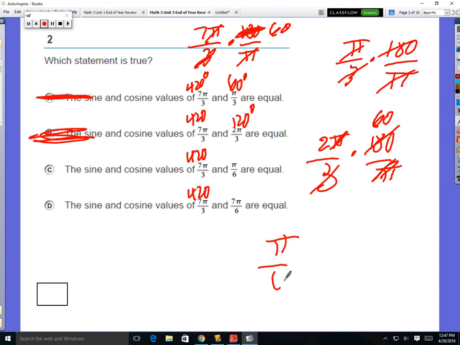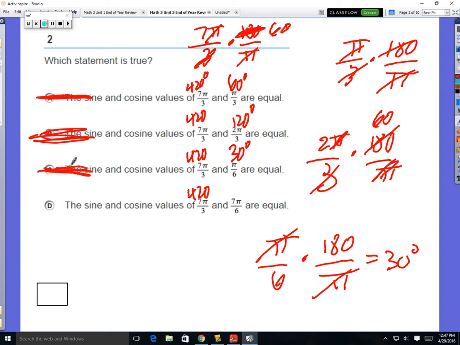Pi over 6 times 180 over pi is 180 divided by 6, that's 30 degrees. So let's try that. Sine 420. That's not matching up either. I wonder if I messed up somewhere. That would suck. 7 pi over 6 times 180 over pi. Pi kills pi, that is 30. 30 times 7 is 210 degrees. Okay, let's go sine of 420 and sine of 210. Gosh dang it. My calculator is in radians, it's not in degrees. That sucks.